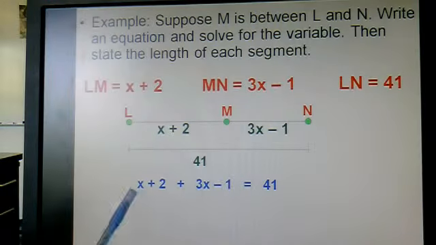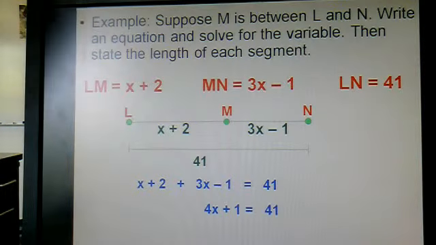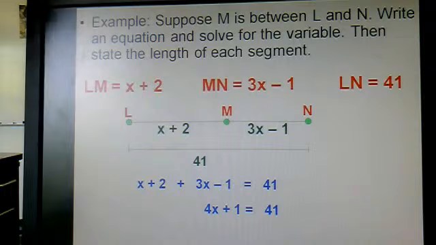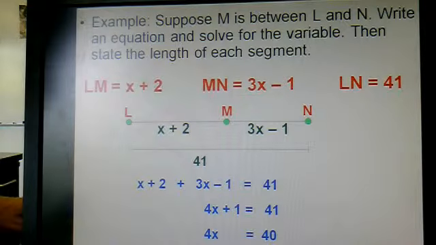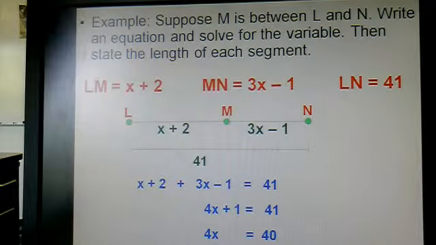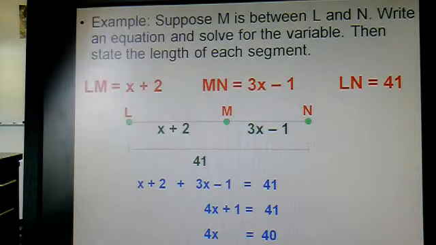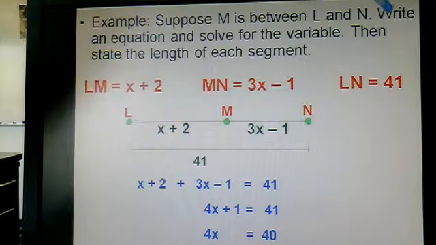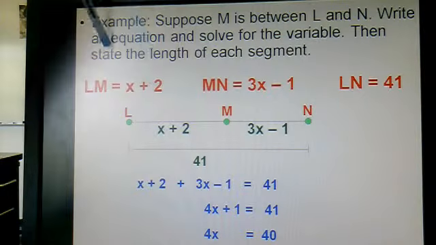Combine your like terms, you get 4x, 2 and negative 1 is positive 1, and of course you subtract on both sides, divide at the end, and you can see x is going to be 10. Keep in mind the question doesn't ask you to find x. It says write an equation to solve and find the variable. This is the big part, though. Then find the length of each segment. State the length of each segment.